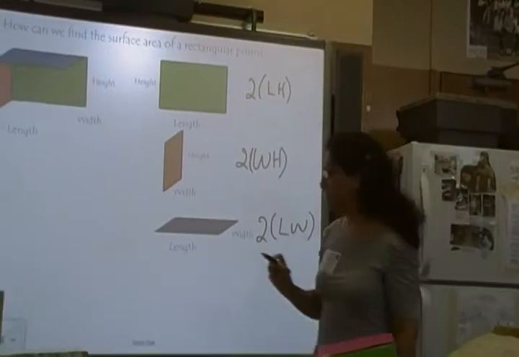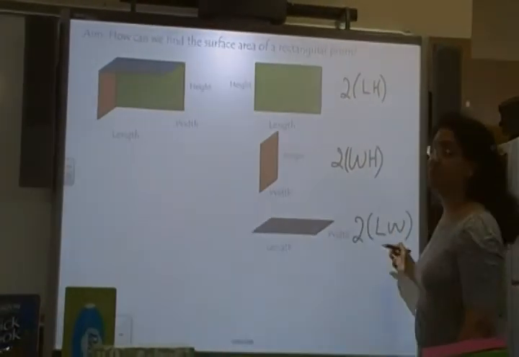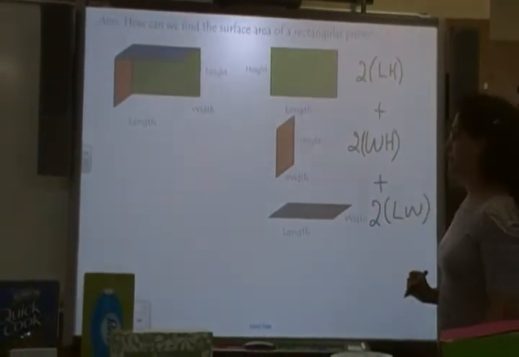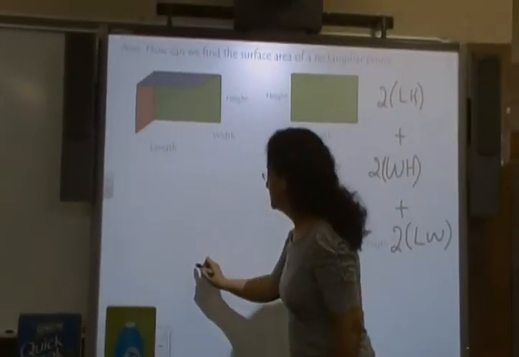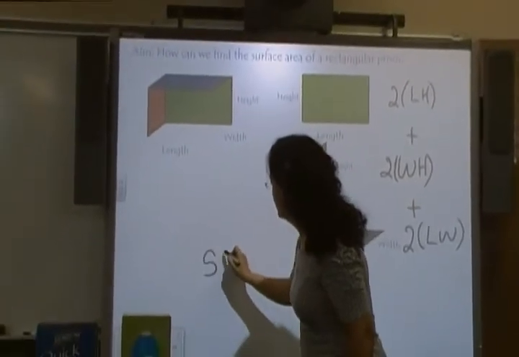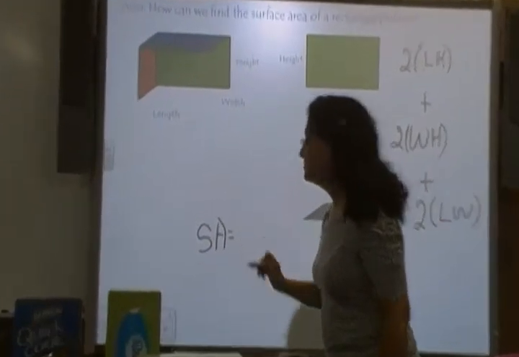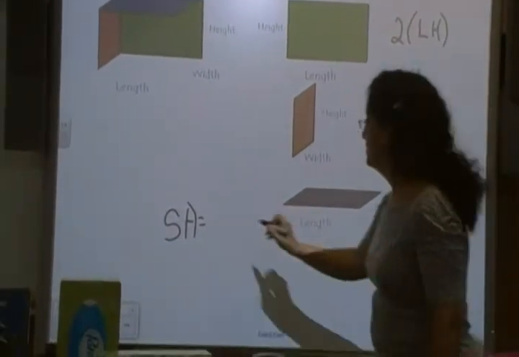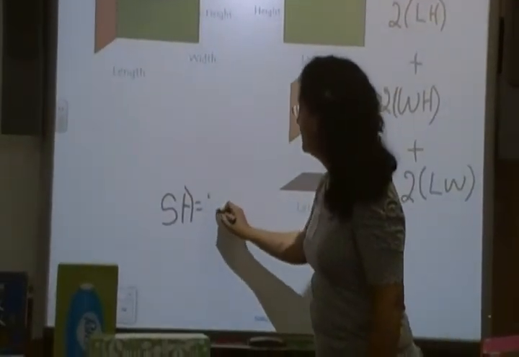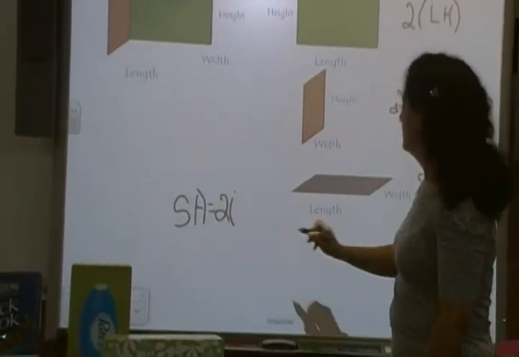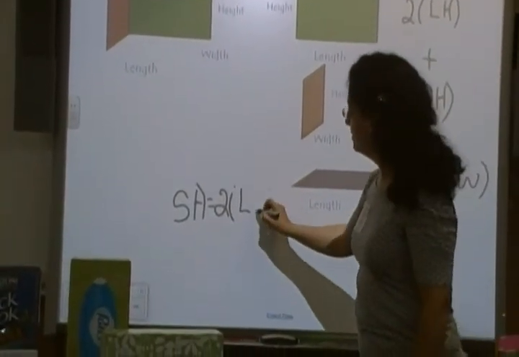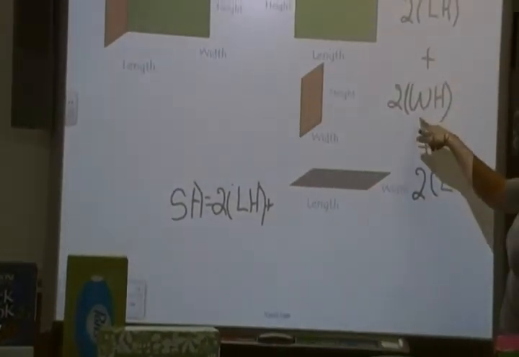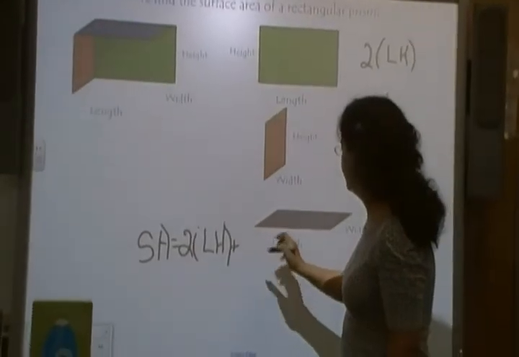Now, to find the surface area, we put all of these areas together. We add them. And here is the formula. Surface area, which is denoted by SA, equals, let's take our first area of the two sides, 2 times length times height, plus 2 times width times height.